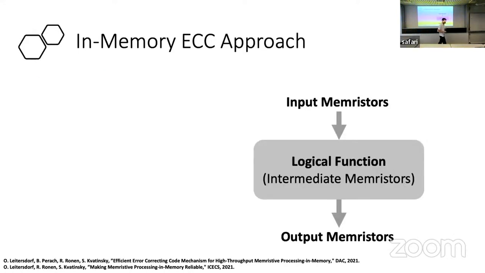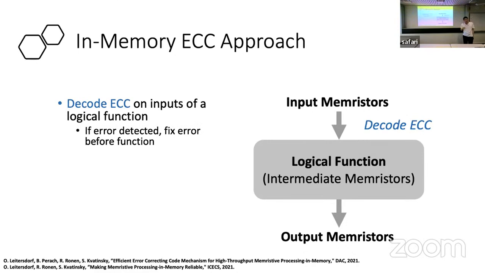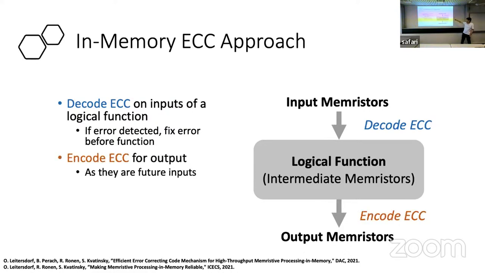We can think of it like this. If we had, for example, addition with input and output, this would be x, y, and this would be x plus y, with some intermediate cells in the middle. Our goal would be to take an algorithm for addition and change it to an algorithm that first decodes the ECC of the inputs, then performs the addition itself, and then encodes the ECC for the outputs. This way, we maintain the fact that over time, the data is still stored encoded. We store the data in the long run encoded, but we can process it without having to decode it externally.